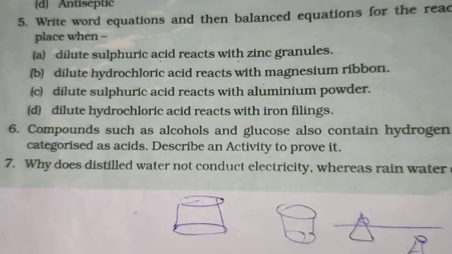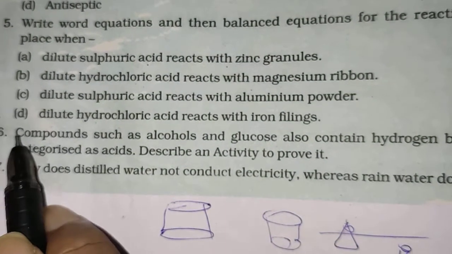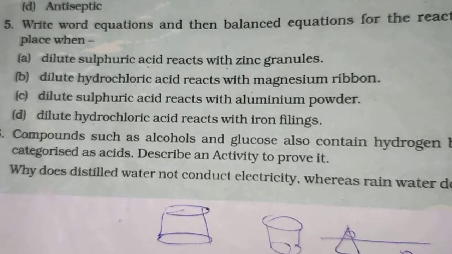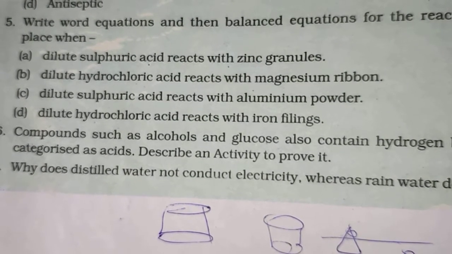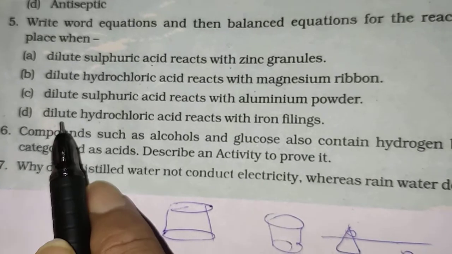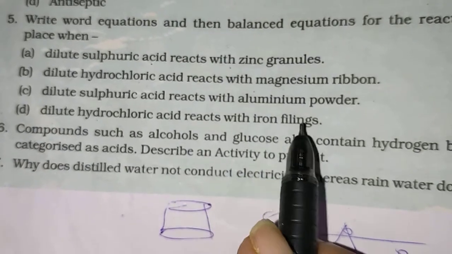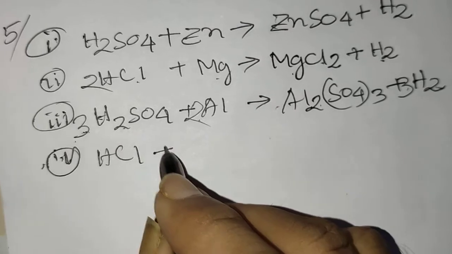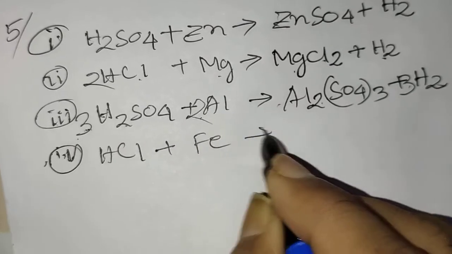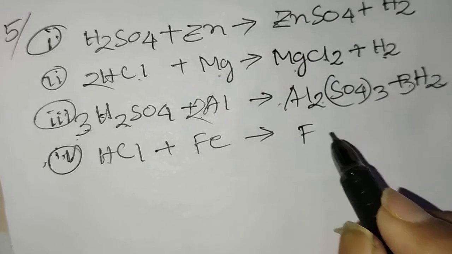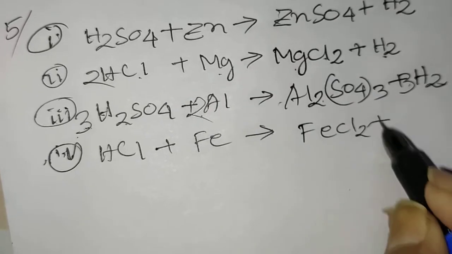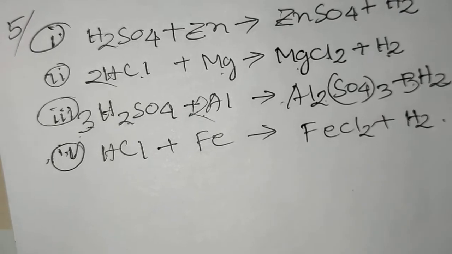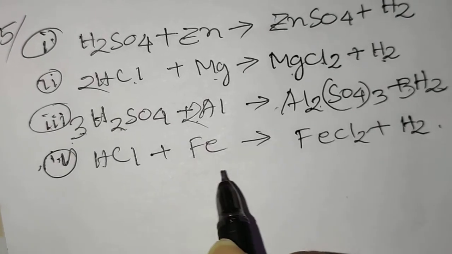Next, question number 4 or D. Dilute hydrochloric acid reacts with iron filings. Dilute hydrochloric acid HCl reacts with iron filings. Iron filings means iron, so it will form FeCl2 plus H2.